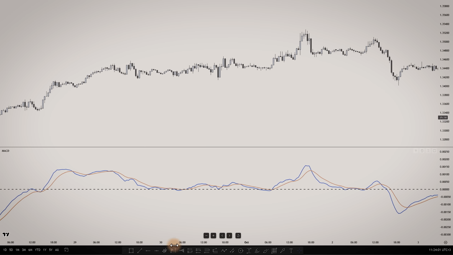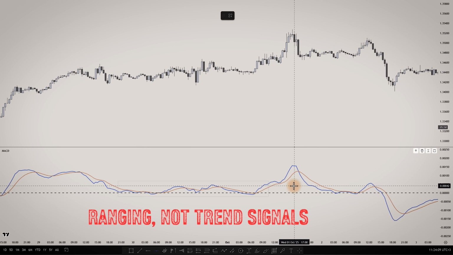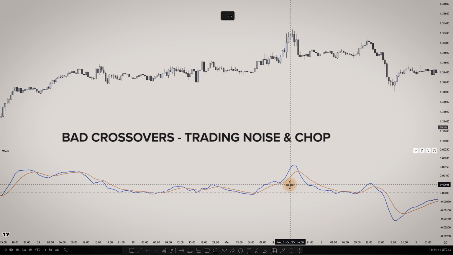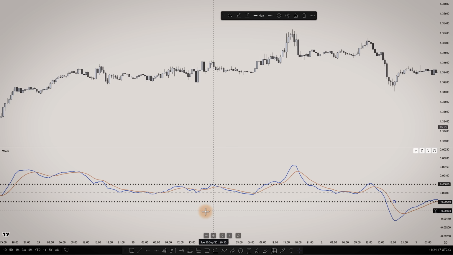What's really happening in that zone is the market is ranging, not trending. MACD is flipping back and forth with 0 conviction. You're buying and selling noise. You're trading chop. You're donating money to the market. The solution is stupidly simple.